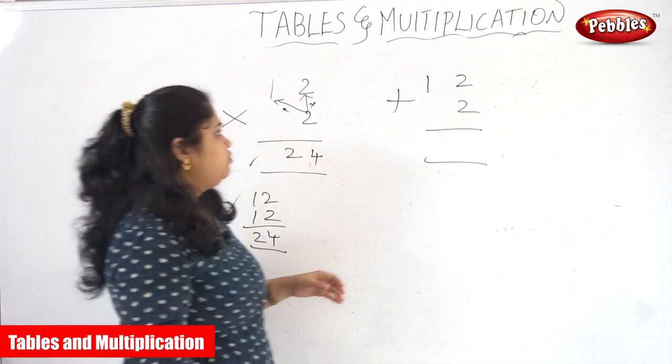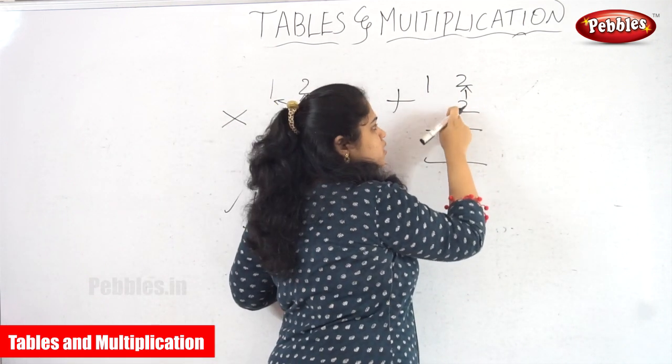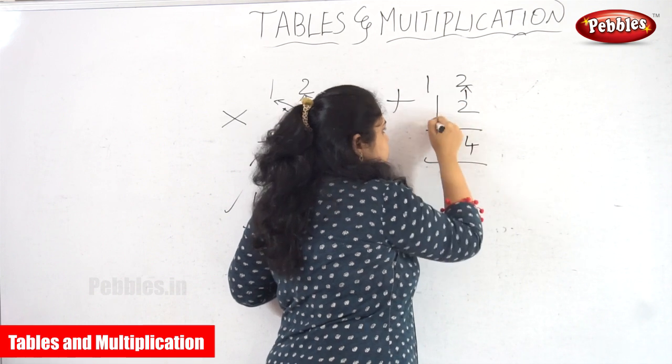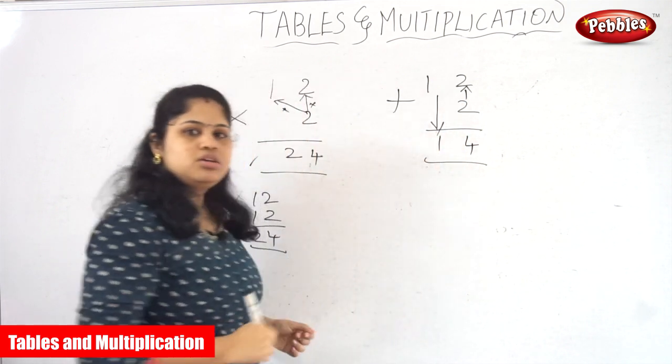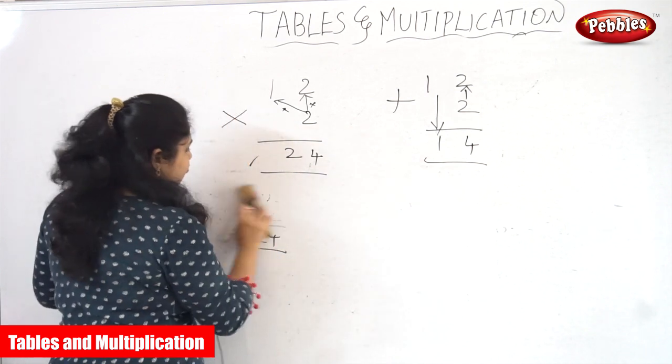Now how does addition work? Here the 2 is added only with this number: 2 plus 2 is 4, and I just write the 1 here. So this is the difference. One more time I will tell you.